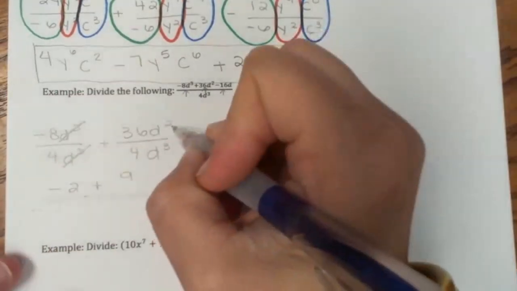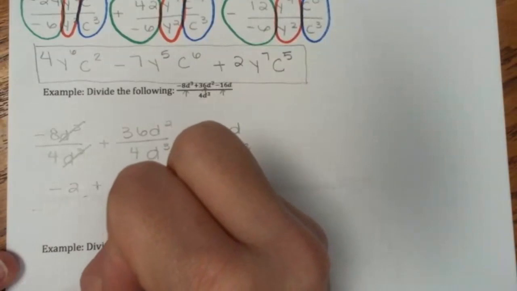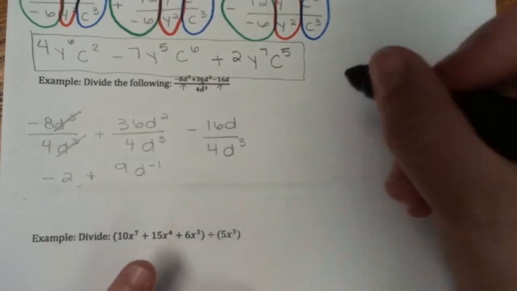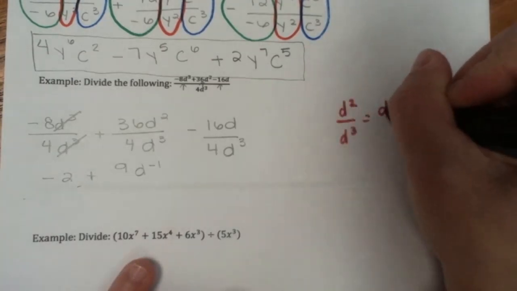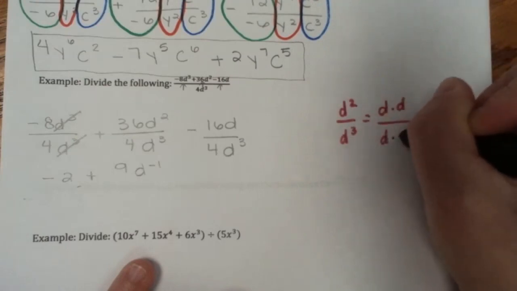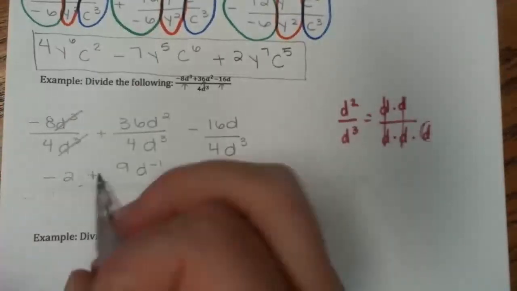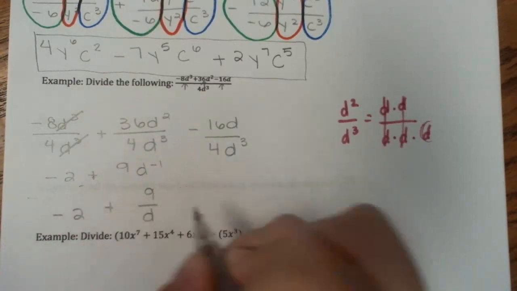Positive 9. I have d squared divided by d cubed. So if you think 2 minus 3 would give us d to the negative 1 power. But a little side note, think about it as d squared divided by d cubed. That means 2 d's up top, 3 d's on the bottom. So these are going to cancel. This 1 d is going to be left over on the bottom. So it's the same thing as saying negative 2 plus 9, and then that d's on the bottom, so over d.